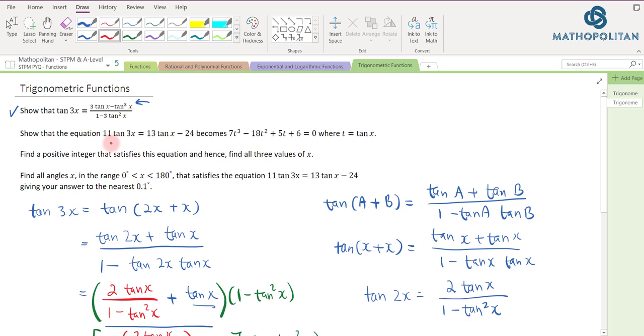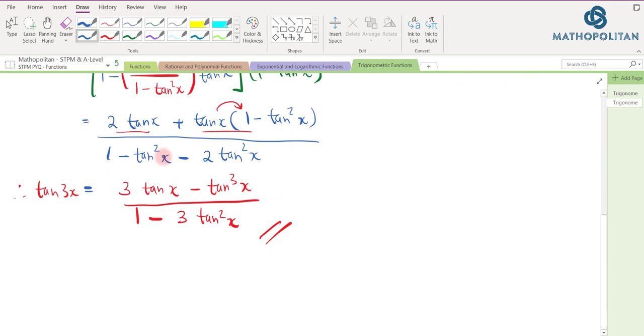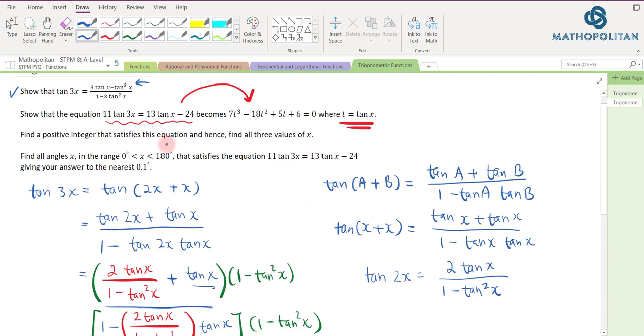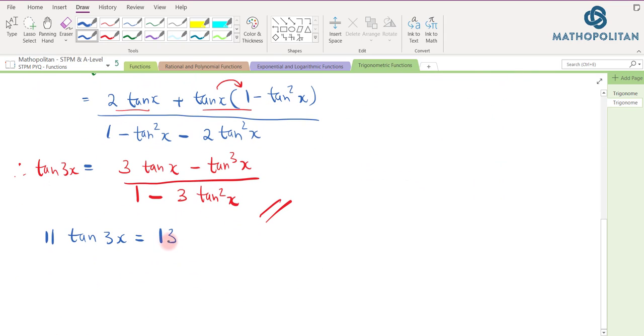Next, we are going to show that the equation 11 tan 3x is equal to 13 tan x minus 24, and show that this equation then becomes 7t cubed minus 18t squared plus 5t plus 6 equals 0, where t is equal to tan x. Right, so now we're going to just copy the equation here. We have 11 tan 3x equals 13 tan x minus 24.